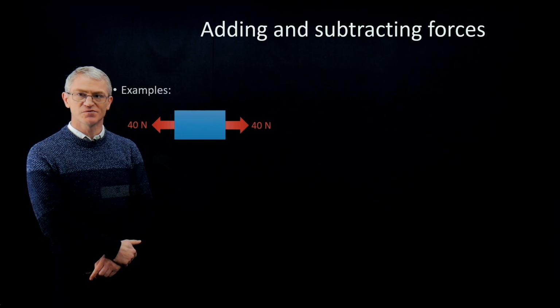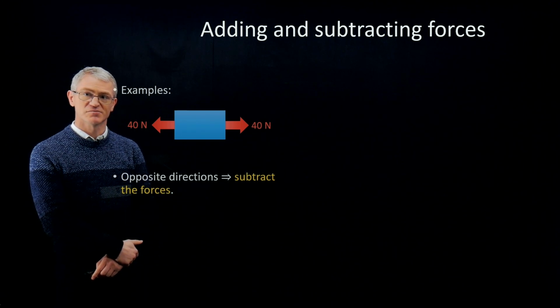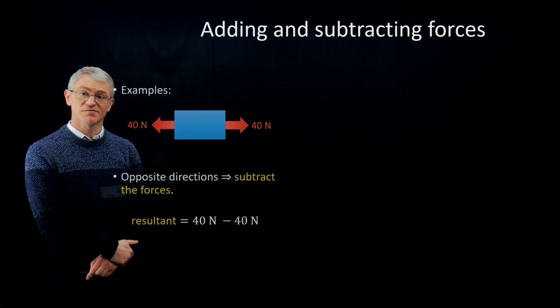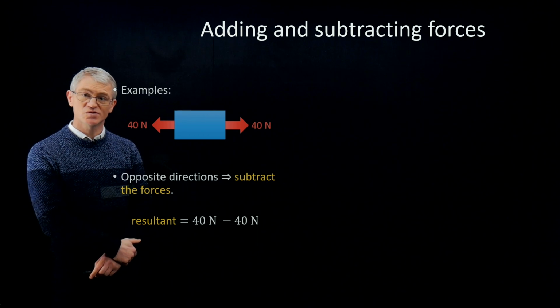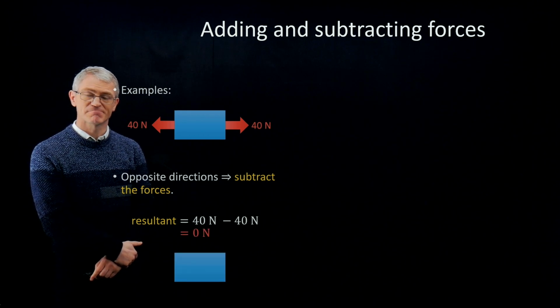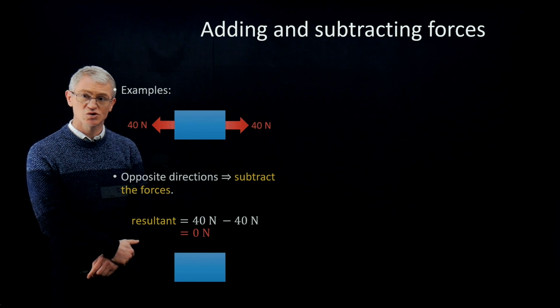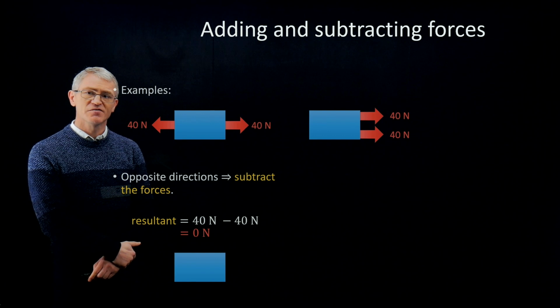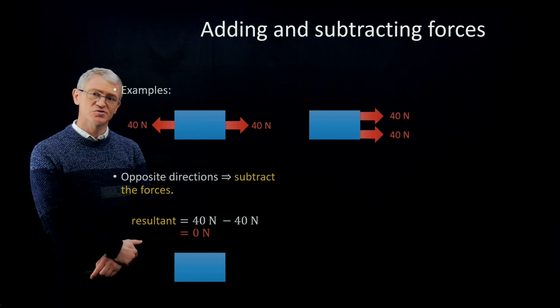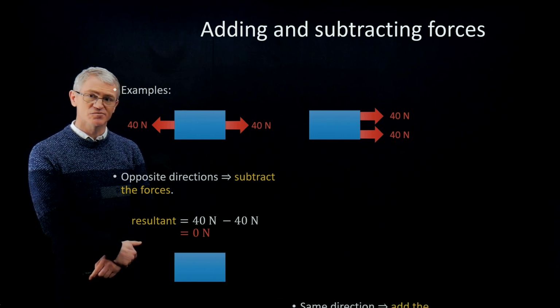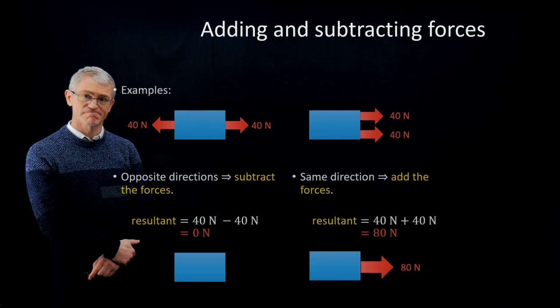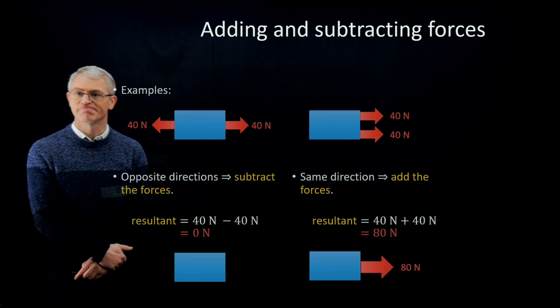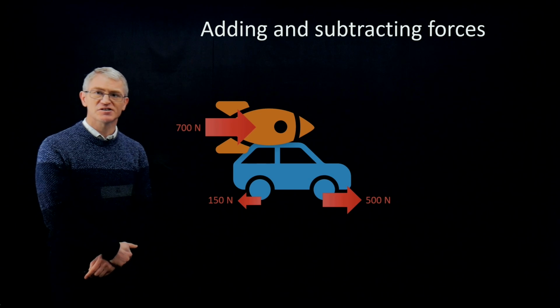40 N and 40 N acting in opposite directions, so we need to subtract the forces. 40 minus 40 is 0, and that means the box shouldn't go anywhere. Now, if we look at the other one, 40 N and 40 N going in the same direction means you add the two together. So 40 plus 40 is 80 N.